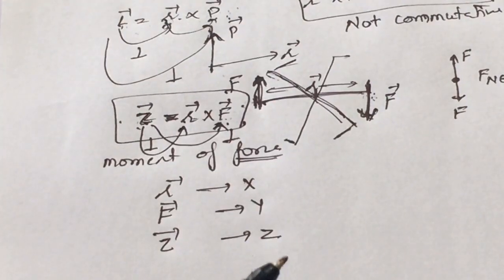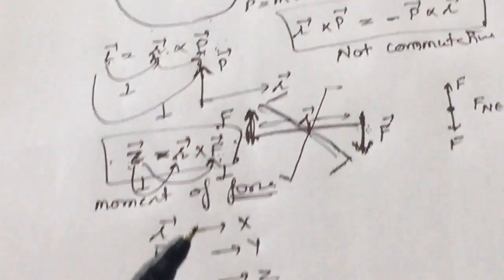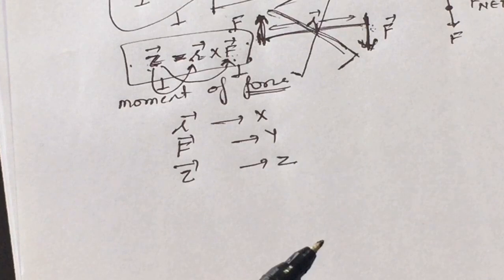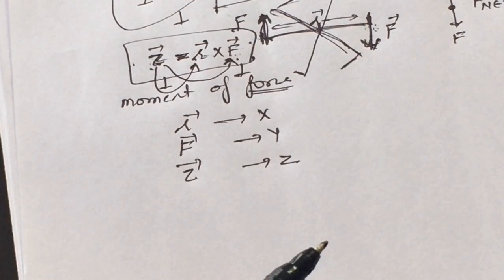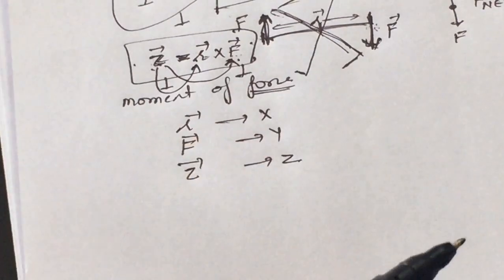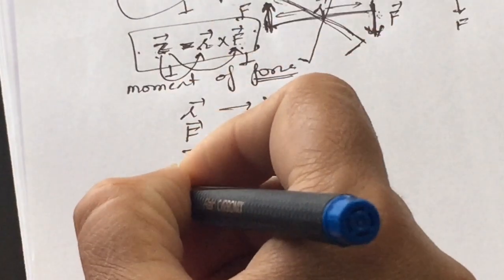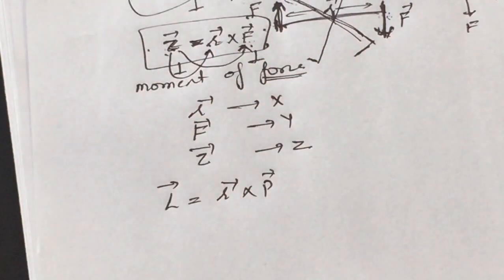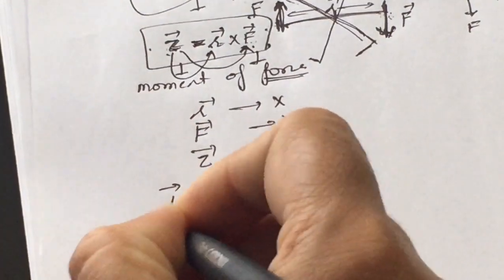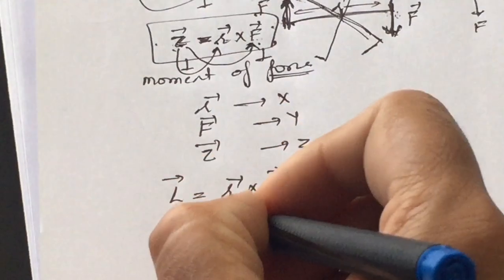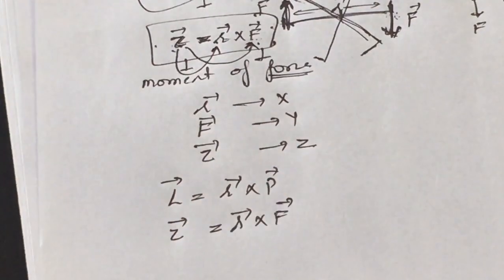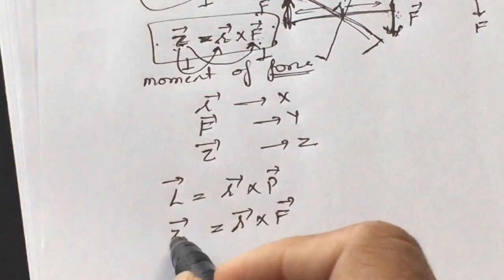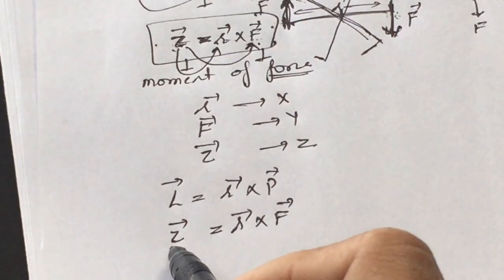The relation between torque and angular momentum, because here we are going to study the law of conservation of angular momentum. There is a relation between linear momentum, torque and angular momentum. As we know from the definition of angular momentum, L is given by the cross product of the radial vector and linear momentum, and from definition we know that the torque is given by r cross F. These two are the mathematical definitions of angular momentum and torque.